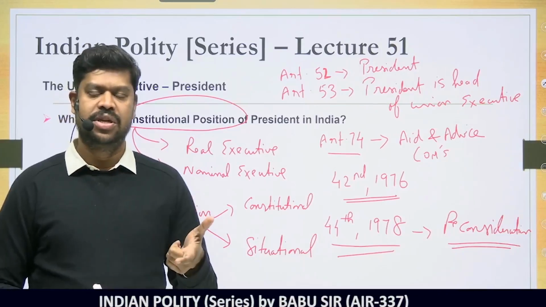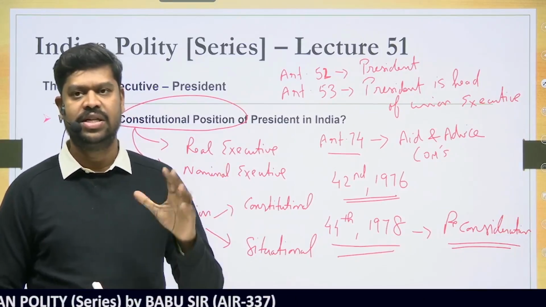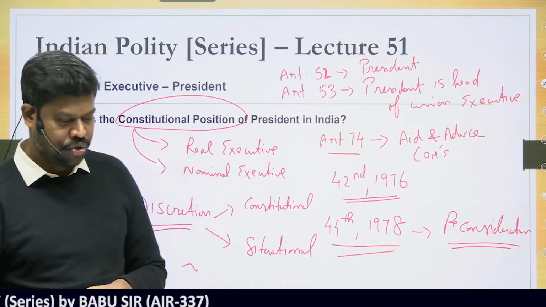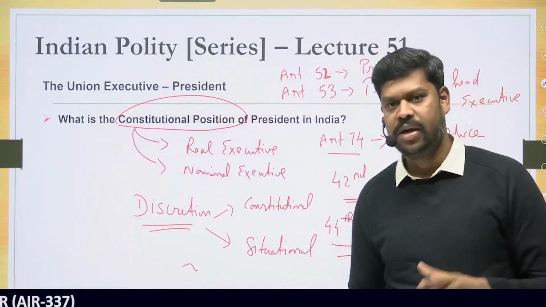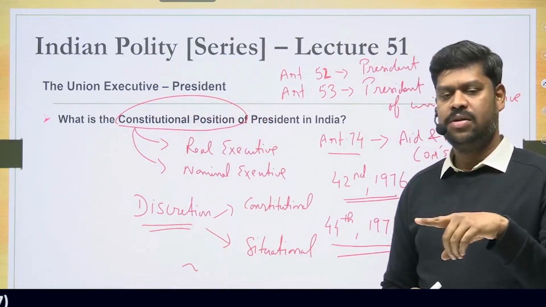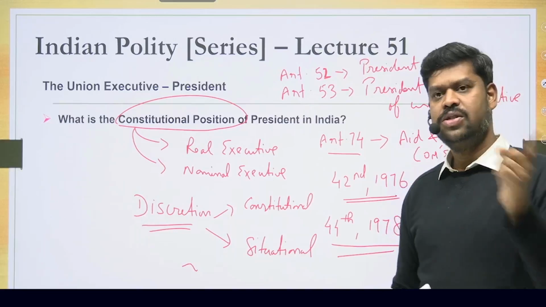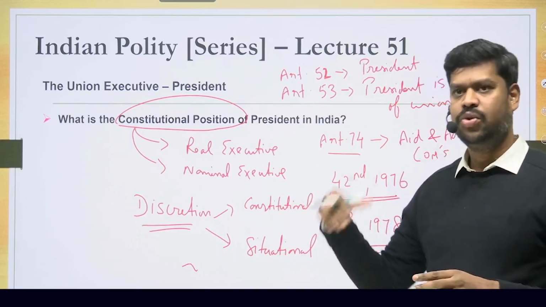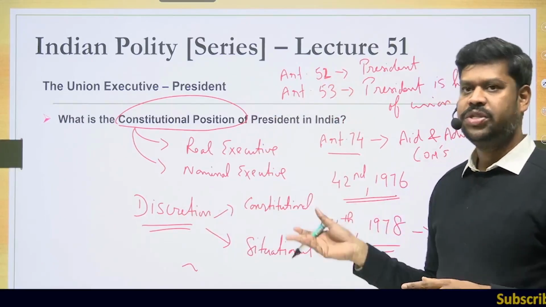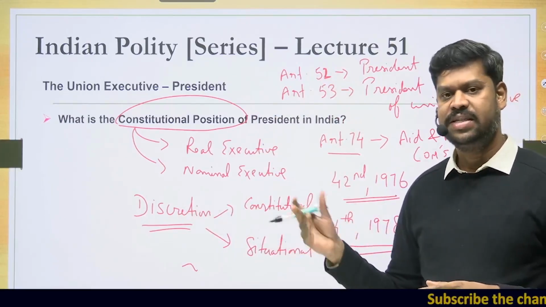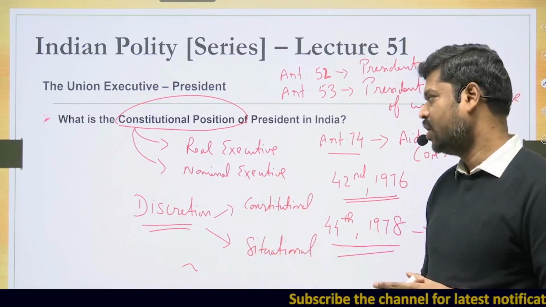When I said discretionary power, he doesn't have to act in accordance with the aid and advice of the Council of Ministers. That is basically what is called discretionary power. So I'm just repeating it again. One is constitutional discretion, another is what is called situational discretion. Constitutional discretion means by virtue of being mentioned in the constitution, he is exercising that power. Situational discretion means that upon a particular situation, he will be able to exercise that particular power.